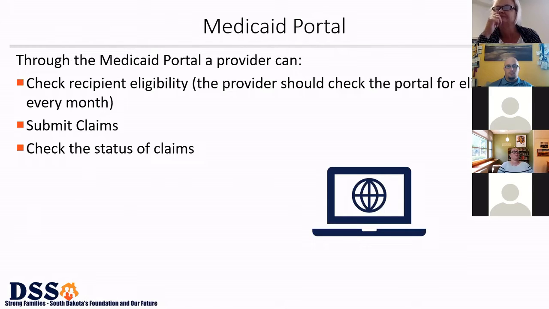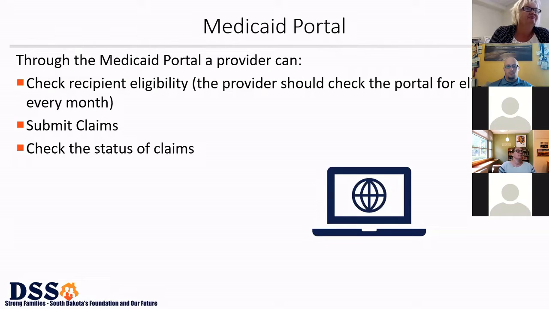Just a quick little note here about our Medicaid portal. Providers all have access to this portal, and you can use it to check the status of any of your claims or submit claims. And then important for community health workers also is to check the eligibility of recipients.